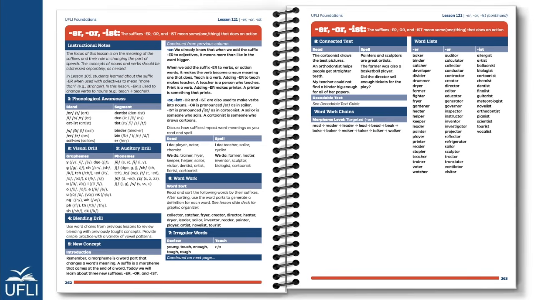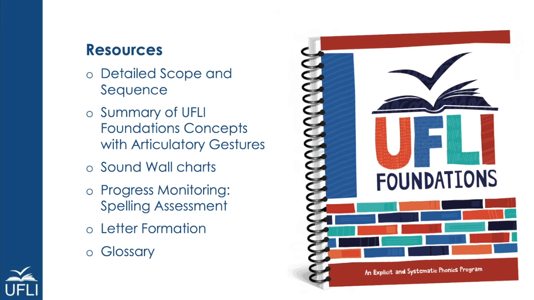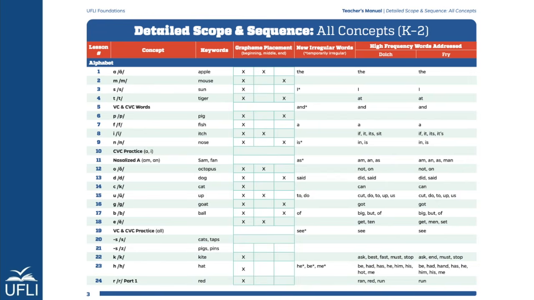Here's one of our more advanced lessons for introducing morphemes. These lessons are organized in essentially the same way. The last section of the manual is our resources section. This section has all the other items you'll need to implement the program. For example, here's our detailed scope and sequence. You can see it provides additional information for each concept.